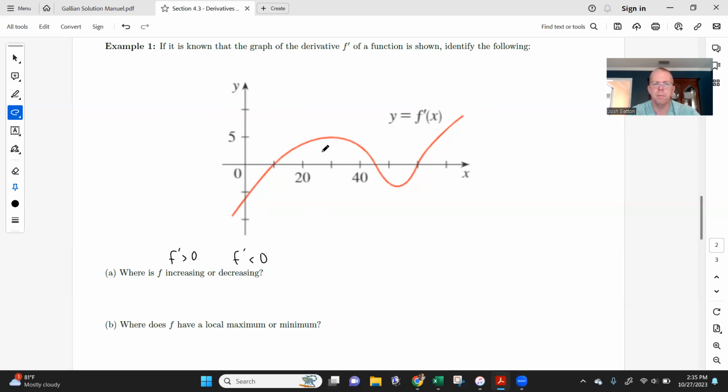So this is f prime. So where is f prime positive? So f prime is positive from 10 to 45. So we have 10 to 45. This will be increasing. And then it's positive again. That would be 50, 60, 60 to infinity. And then it's going to be decreasing everywhere else. Or we could just say, where is it negative? So negative infinity up to 10.